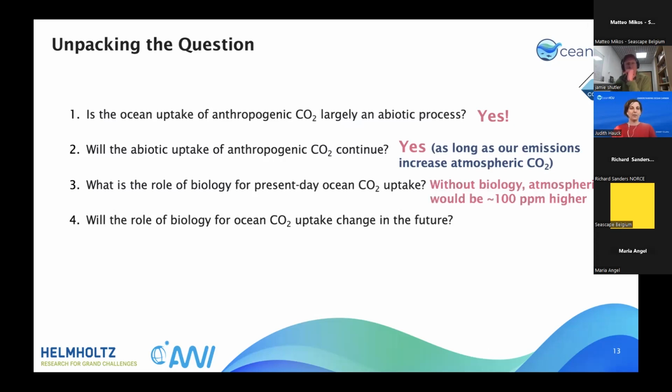What is the role of biology for present-day ocean CO2 uptake? Well, without biology, atmospheric CO2 would probably be about 100 ppm higher. And will the role of biology for ocean CO2 uptake change in the future? Maybe. Some people may even say possible or likely, but certainly human CO2 emissions will remain the most important driver for the ocean CO2 uptake.